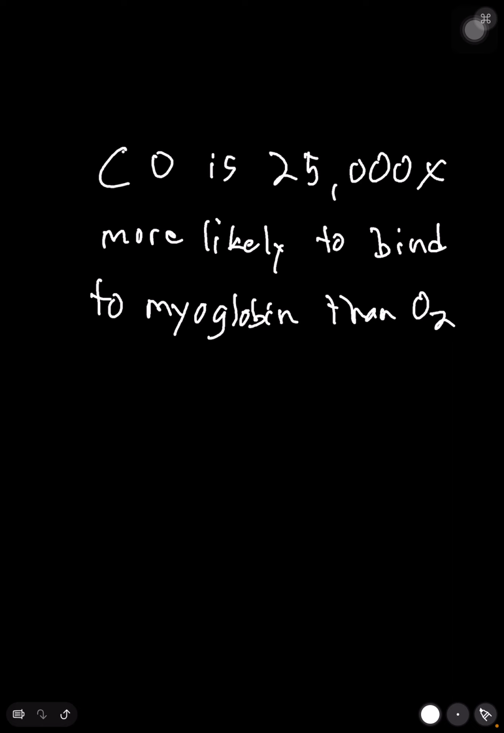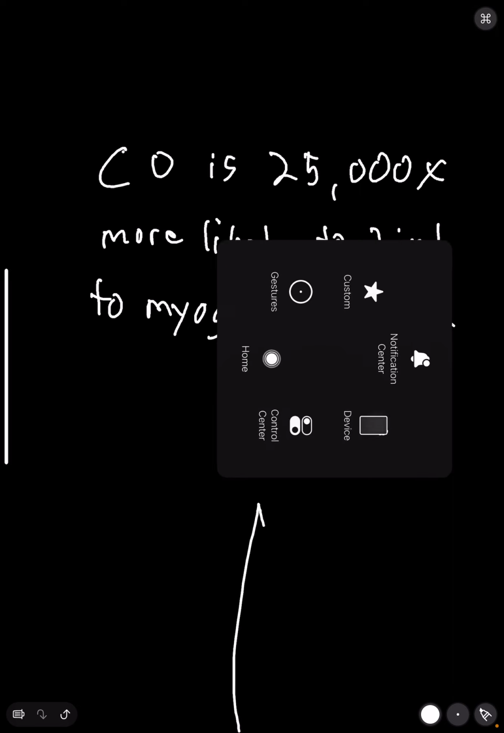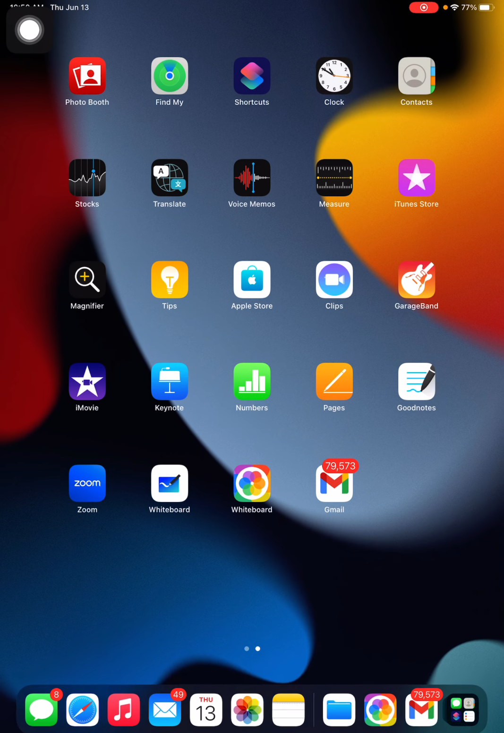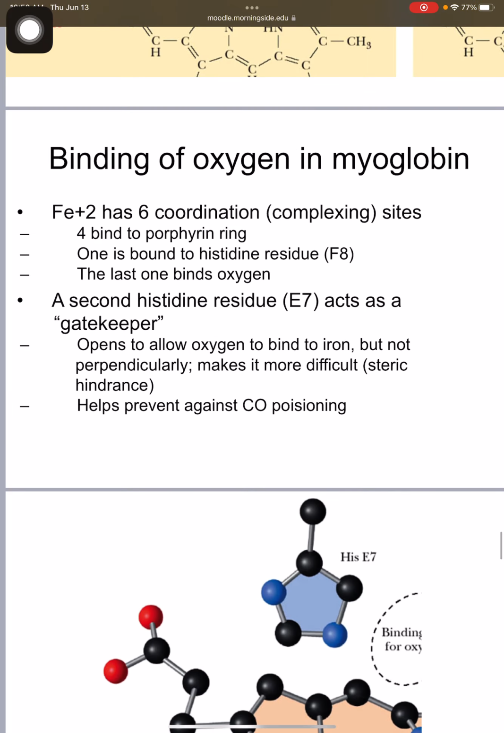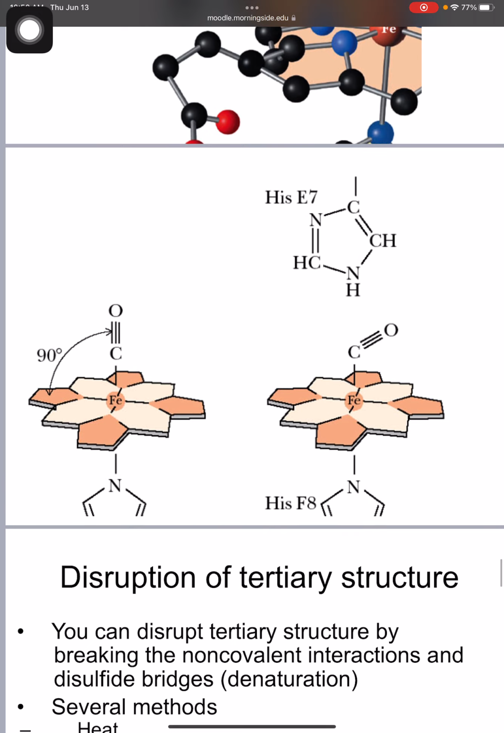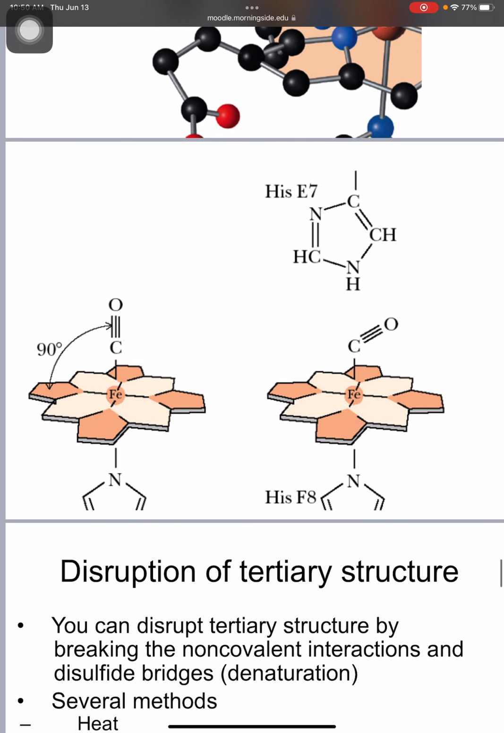Well, just like oxygen, if carbon monoxide wants to come in to bind to your heme, it's got to come through sort of a narrow path. It's got to come in at an angle. And you can see that in this photo. Again, hopefully you have the fully developed photo.